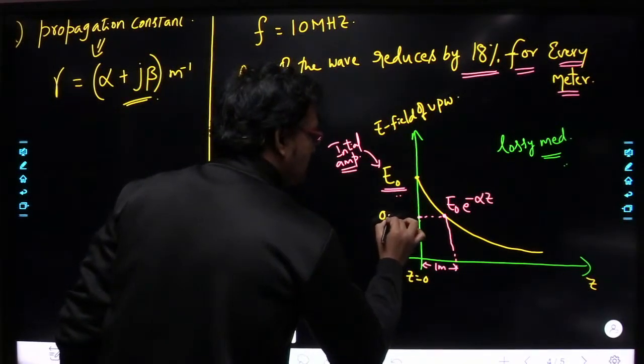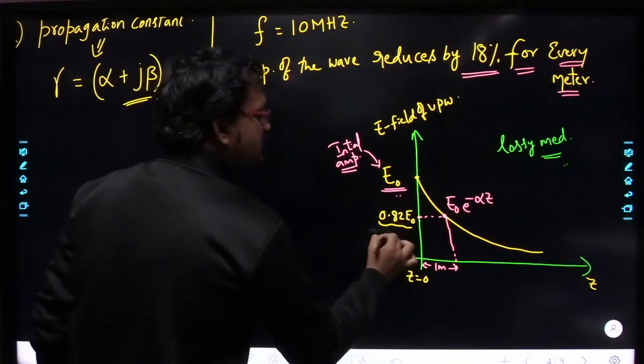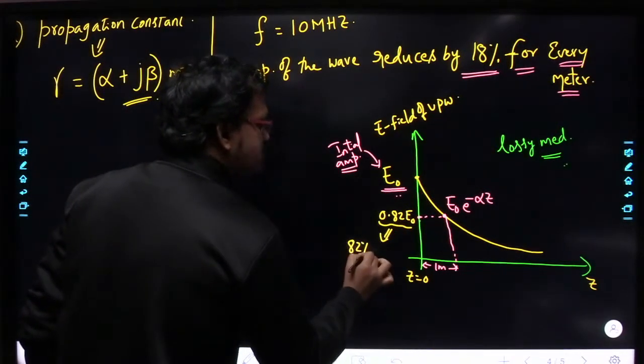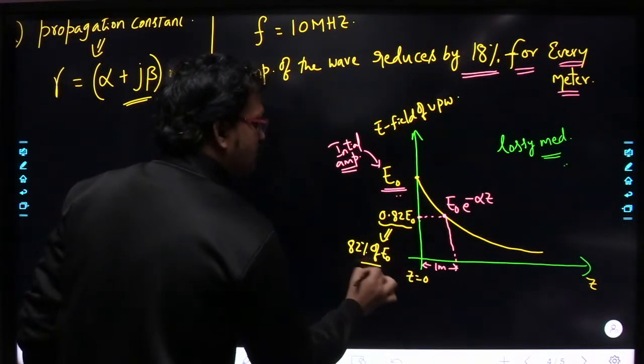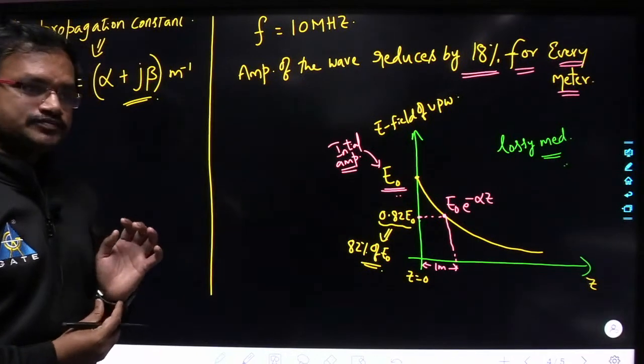So that is nothing but 0.82 times E naught. Yes or no? So this is nothing but 82% of E naught. Why? Because 18% will get reduced.